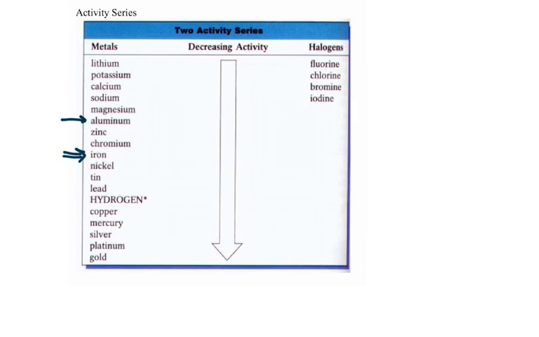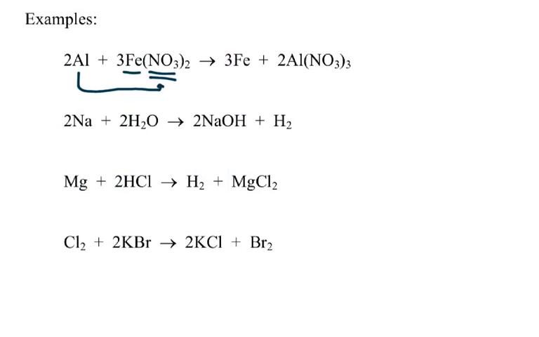As long as aluminum, the one trying to cut in, is higher than the one that is currently in the compound, as long as this is the case, which it is, it will kick it out. It will proceed. So what's going to happen is aluminum will get together with nitrate, and then you have to know how to write the right formula. See, aluminum is +3, nitrate is -1. So when you crisscross, that's how you get this formula that you see here, aluminum nitrate.